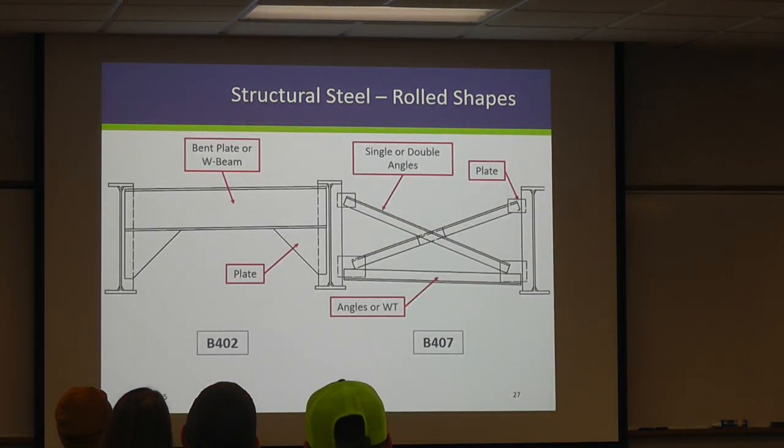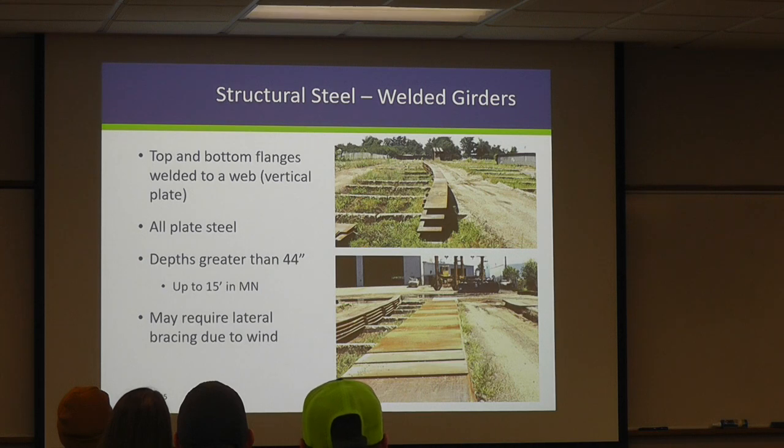So again, we're going to find these mostly in our diaphragms and our cross frames. So you can see all these different things that have been labeled here. So our welded girders, our top and our bottom flanges and our web are all made up of flat plates.